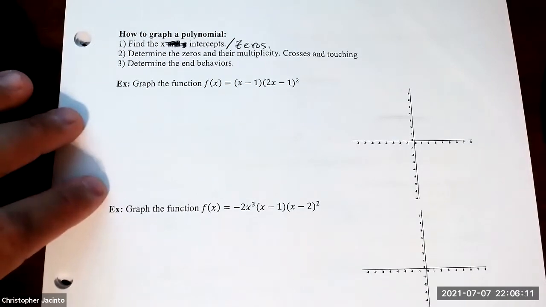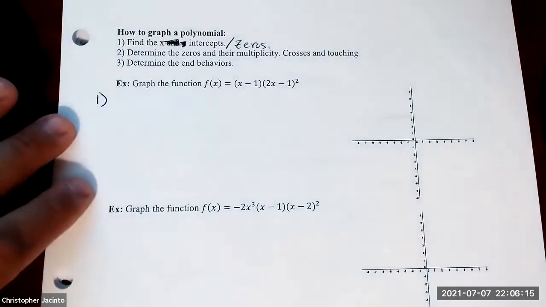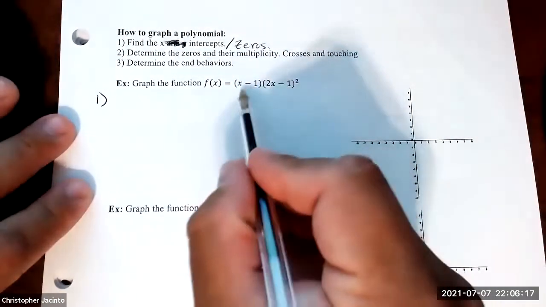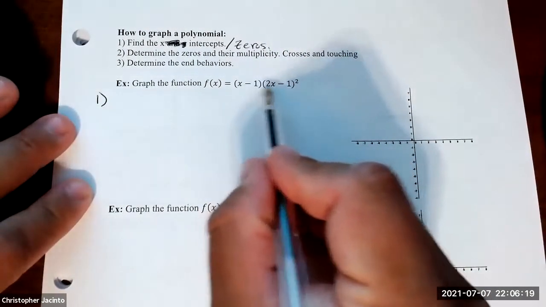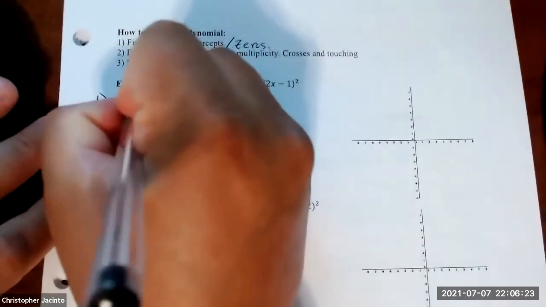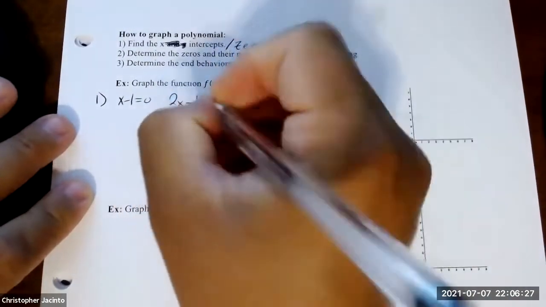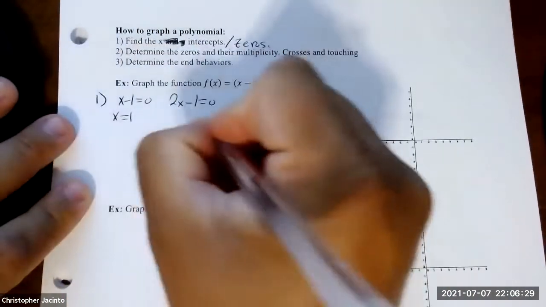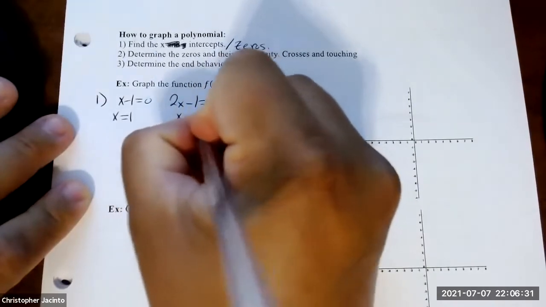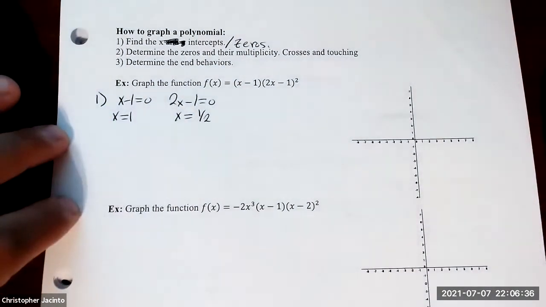Okay. So let's just do a problem so you can see how this would work out. First off, we want to find the zeros. So in other words, set both of them equal to 0 and just solve. So x minus 1 equals 0, and then 2x minus 1 equals 0. So x equals 1, and x equals 1/2. Step 1 is done. We found the zeros.